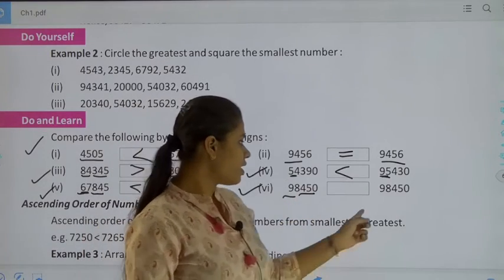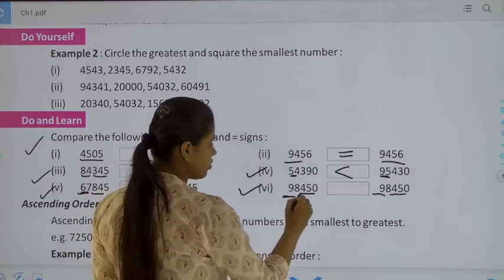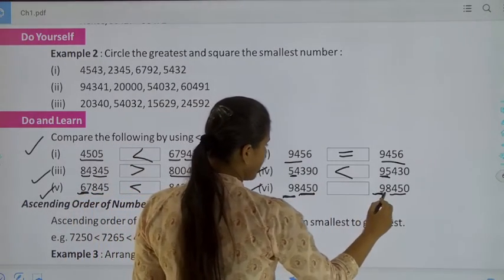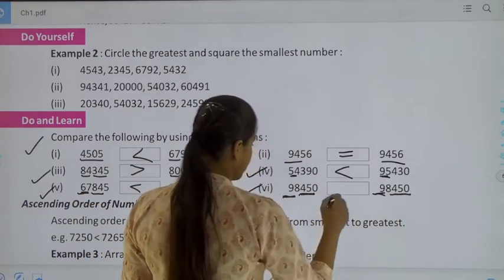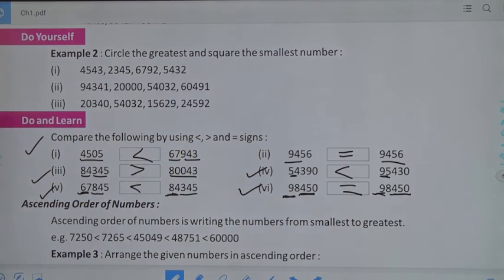Now move to the last part, that is 98,450 and 98,450. So students, 98,450 and 98,450. Both are same. We will use equals to sign. Now if you want to take a screenshot, you can take. Then we will move to the next, that is ascending order and descending order of the number.